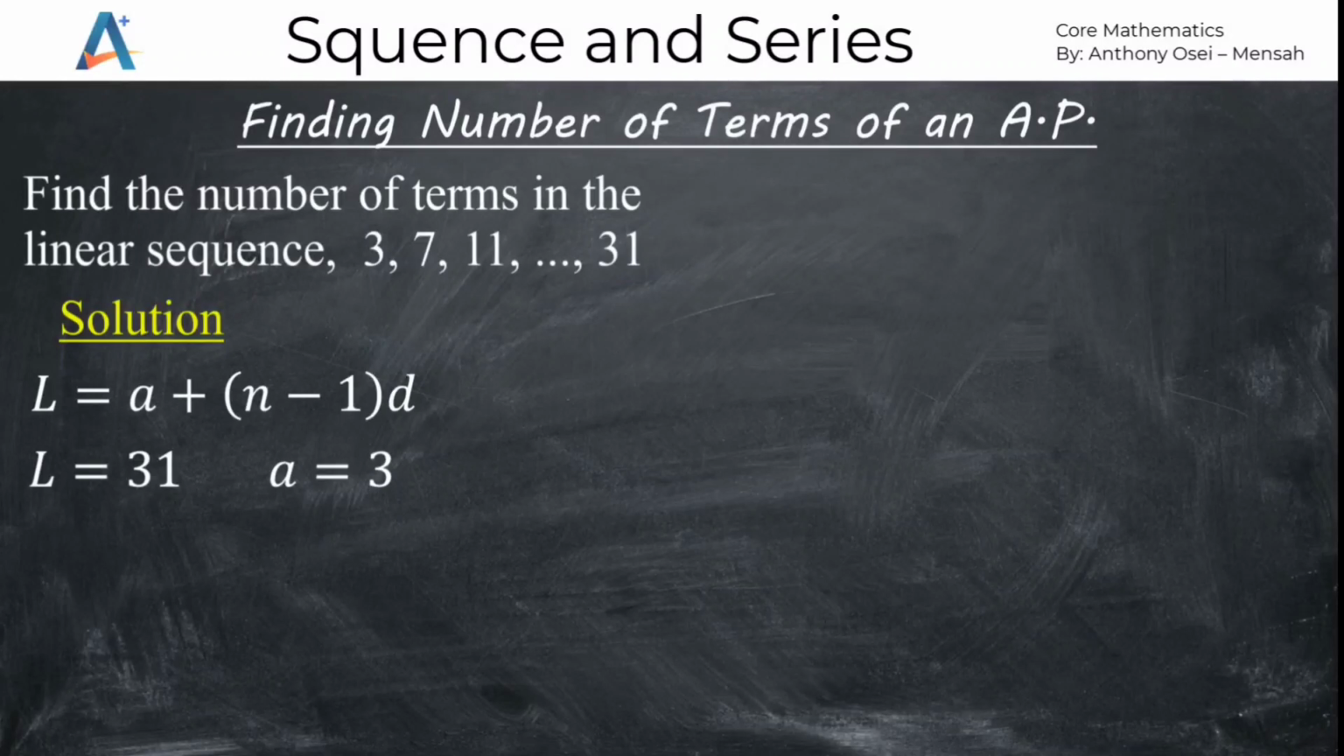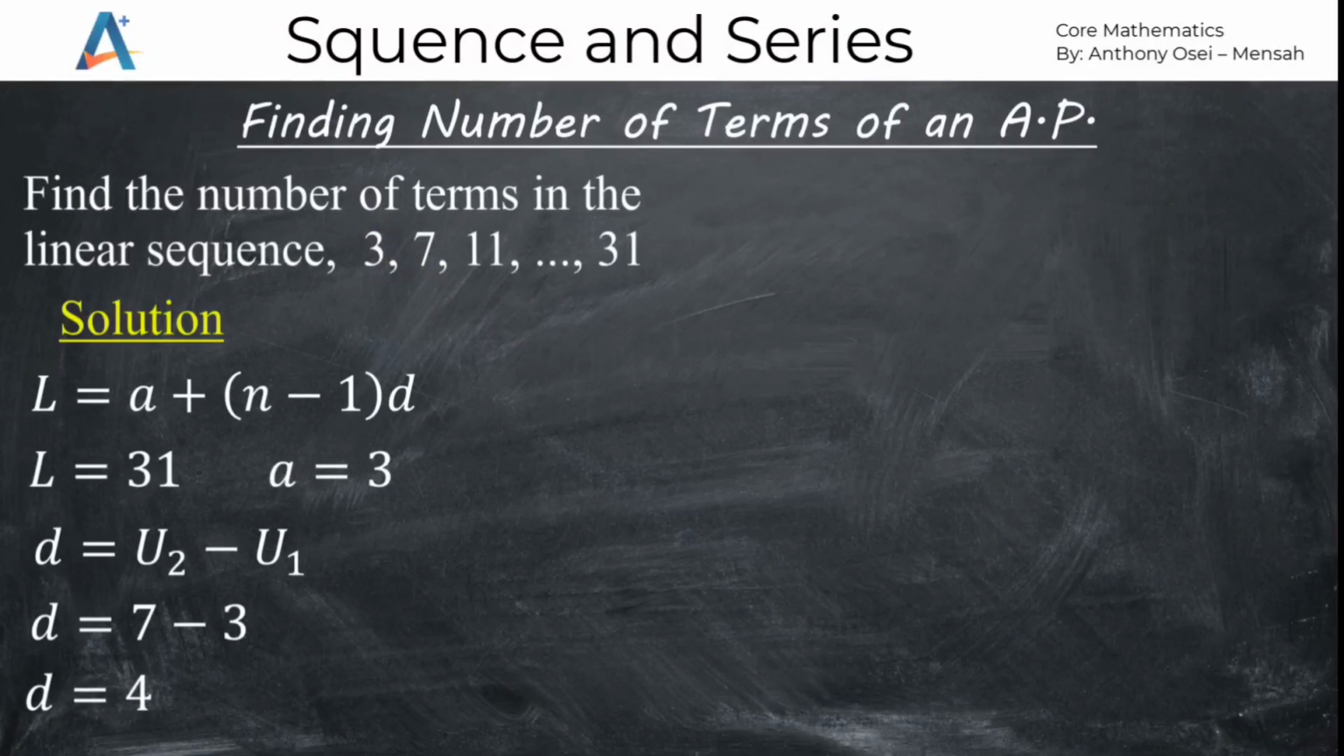Now the a, which is the first term, is also 3 from the sequence. Then the d becomes our common difference, which is u2 minus u1, the second term minus the first term. So d will be equal to the second term, which is 7, minus the first term, which is 3. So 7 minus 3 gives us 4. So the common difference is 4.